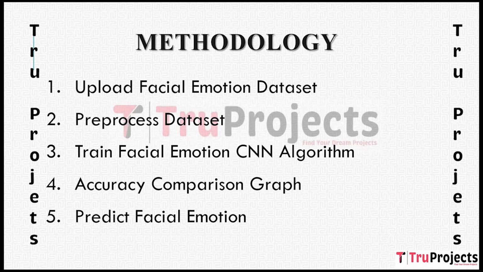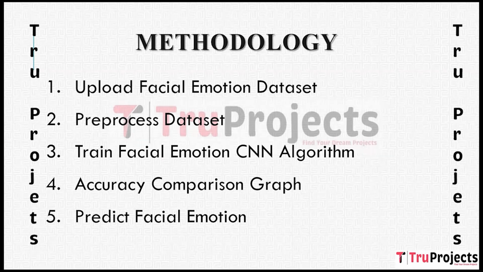Second module is pre-process dataset. In this module, the images from the uploaded dataset are read and processed to ensure they are suitable for training the convolutional neural network (CNN). The pre-processing involves normalizing the pixel values of the images and resizing them to a consistent size. These steps are crucial for standardizing the input data before training the model.